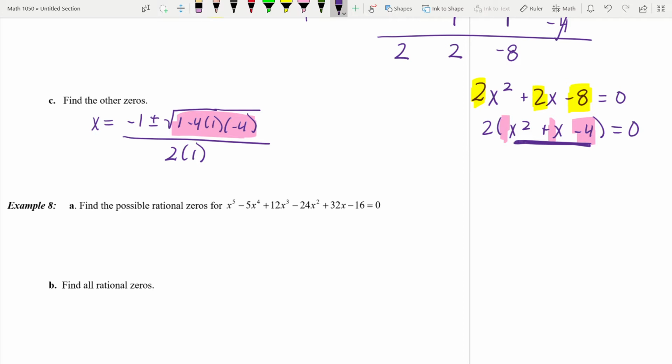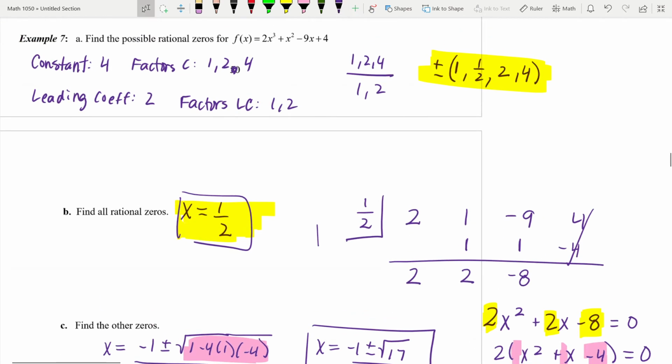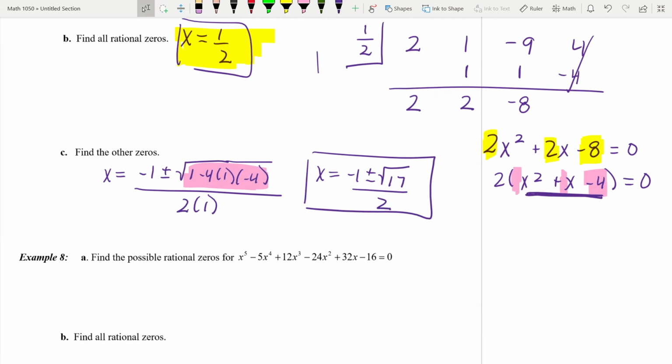So everybody go 1 minus 4 parenthesis 1, close it, new parenthesis, negative 4, close it, enter, and you get 17. So I get x equals negative 1 plus or minus the square root of 17 all over 2. Look, guys, there's 2 answers there. There's 1 answer right there. I have a third. I'm done with the problem.